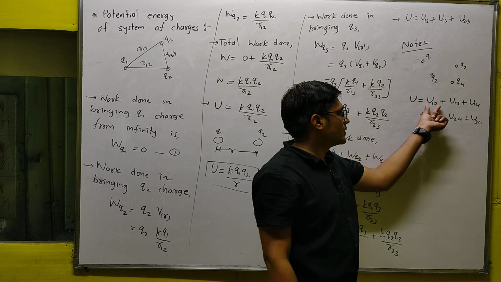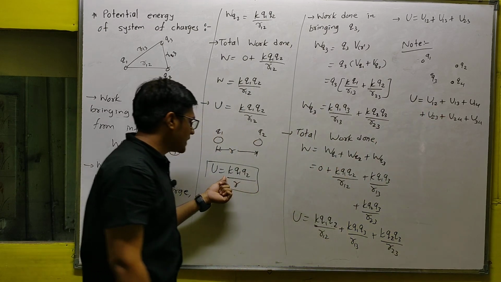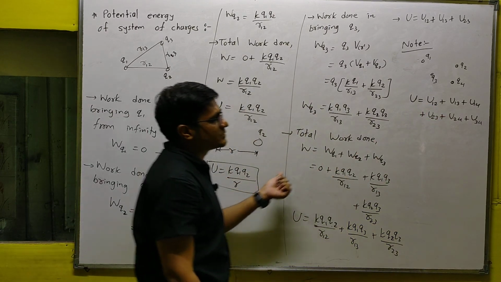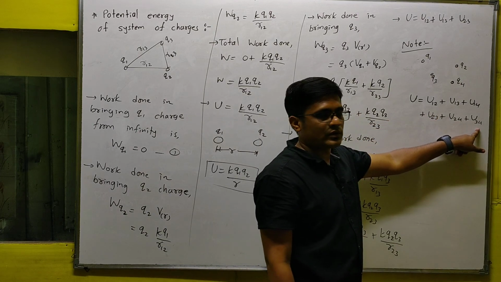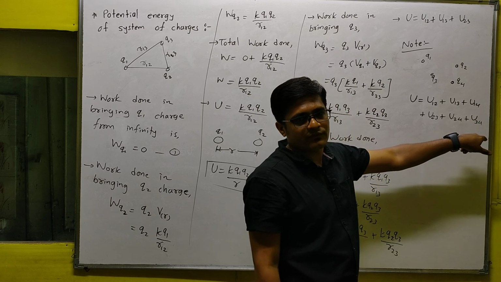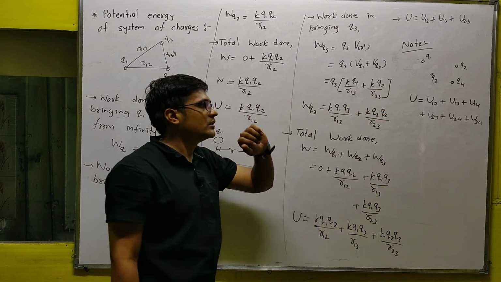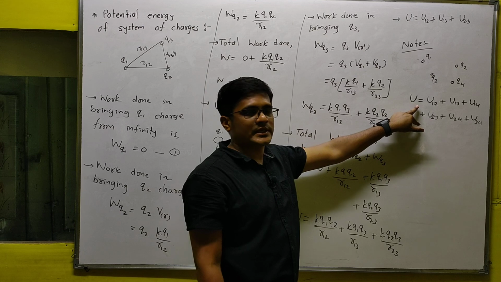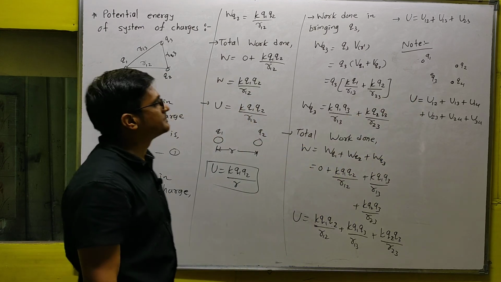For U12, you have to use the formula k Q1 Q2 by R12, the distance between 1 and 2. For U34, you write k Q3 Q4 divided by R34, the distance between 3 and 4. So this is the method to easily write the potential energy of a system of charges, right?